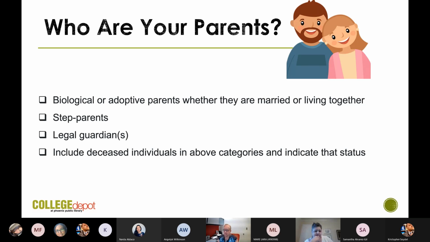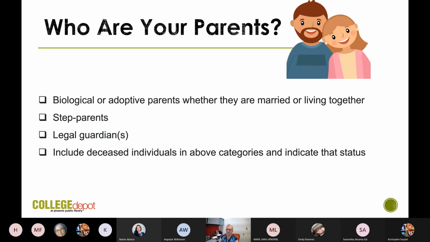That includes your biological or adoptive parents, whether they are married or living together. Okay. So those are obvious. If they're your biological or adoptive parents, you include both of them and you're probably done. But what if you have 2 biological parents who are now separated or divorced, or adoptive parents who are separated or divorced? In that case, you must list the non-custodial parent as well. You didn't have to do that on the FAFSA. You have to do it now.